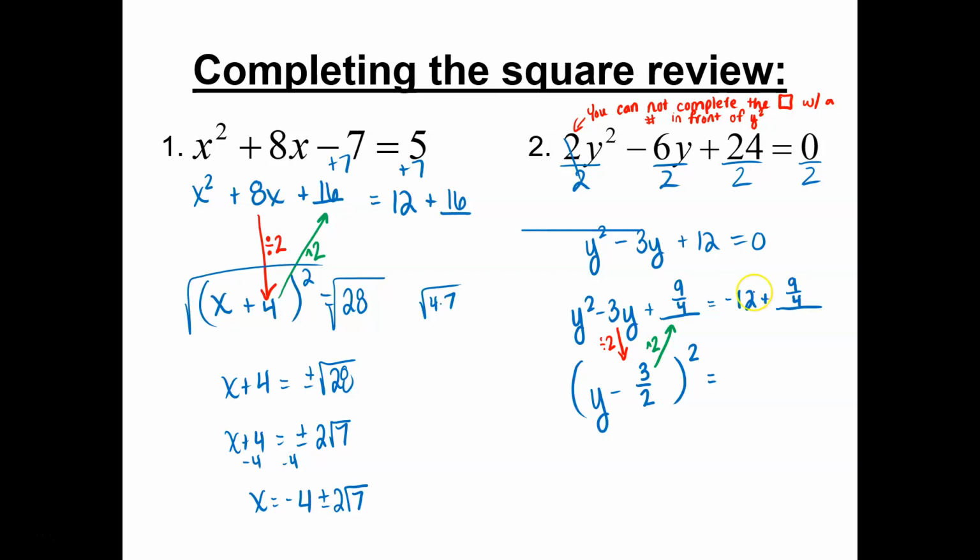And so then I've got to do negative 12 over 1 plus 9 over 4, meaning I got to multiply by 4 on top and bottom. Negative 48 over 4 plus 9 over 4 is going to give me negative 39 over 4, I think.